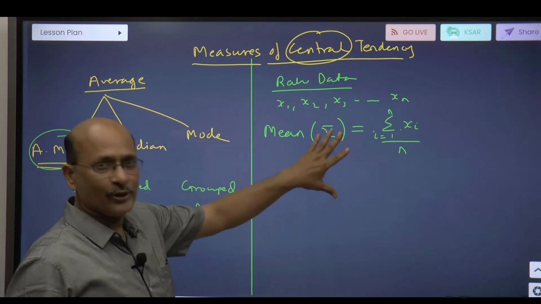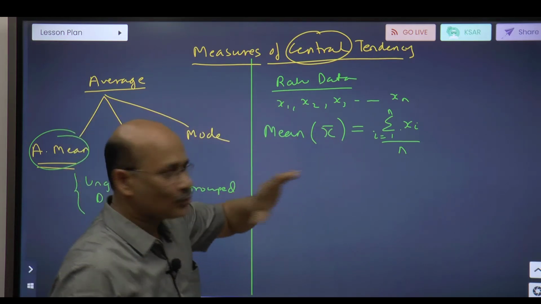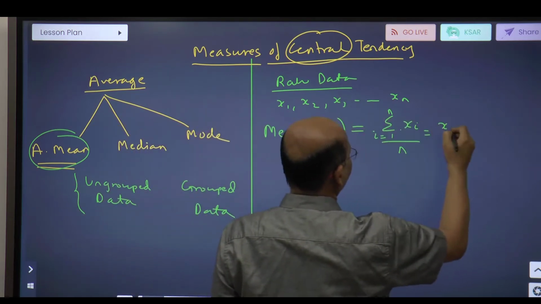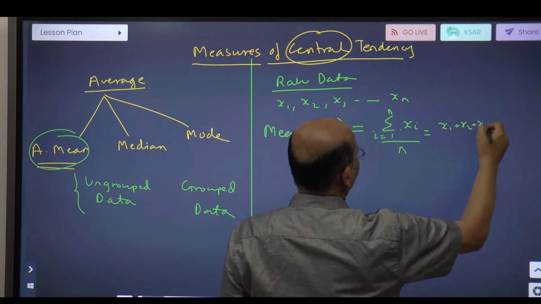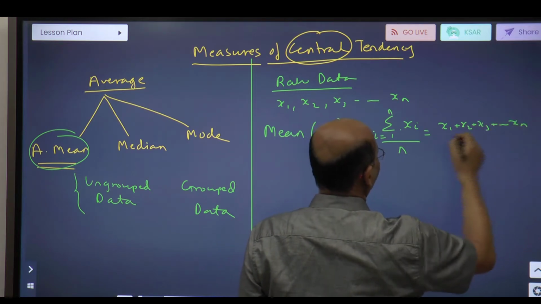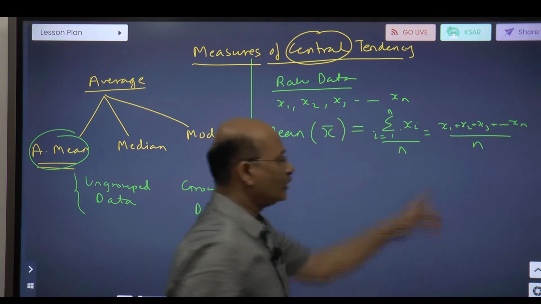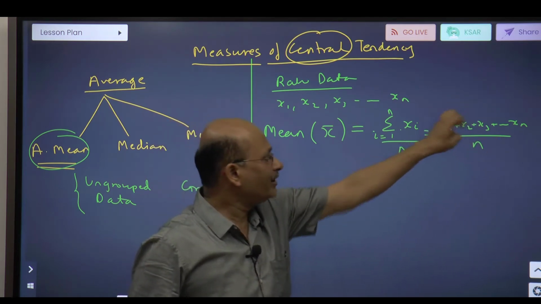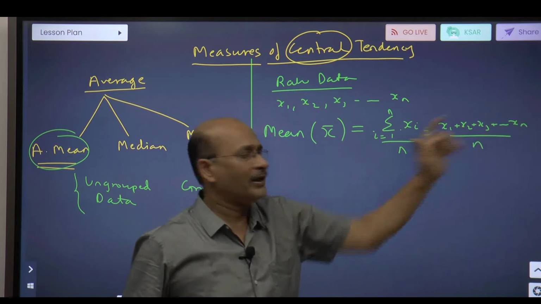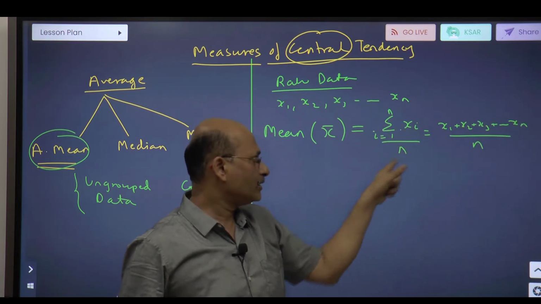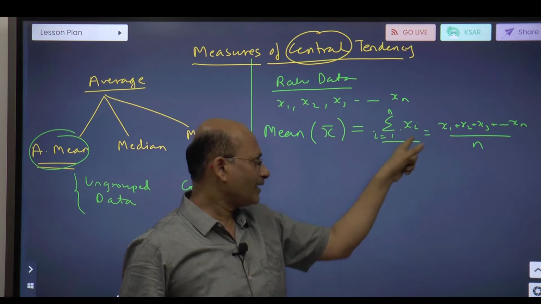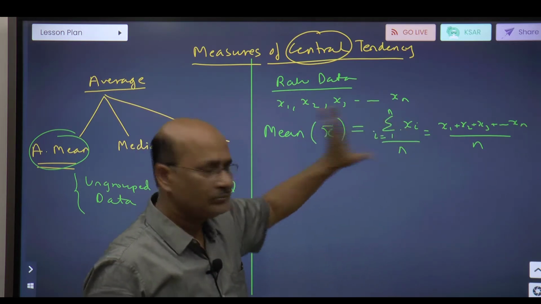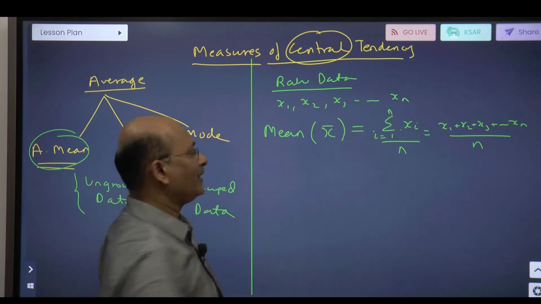Now, this formula you already know. This is actually like this: x1 plus x2 plus x3 plus and so on up to xn, upon n. This already you know, right? So I just shrink this formula. Instead of writing the long form, I wrote a shorter form of this, that is nothing but summation of xi upon n, where i is equal to 1 to n. So no issue, just write that part. So how do I get this?